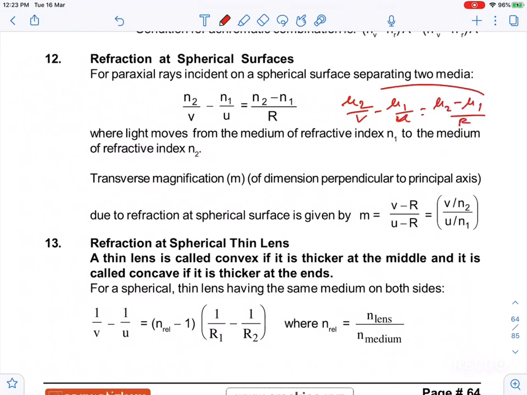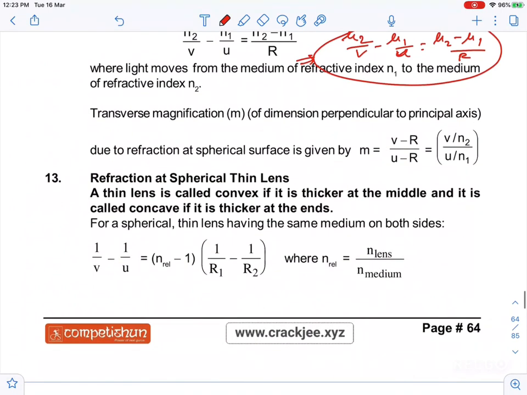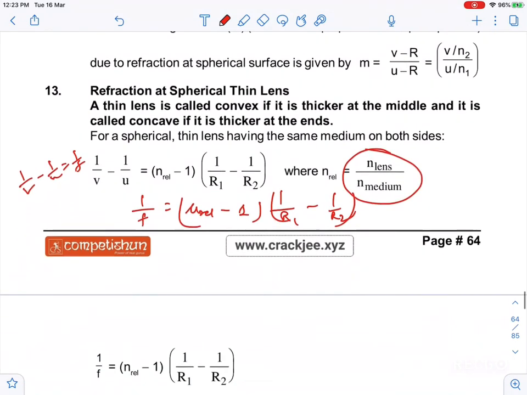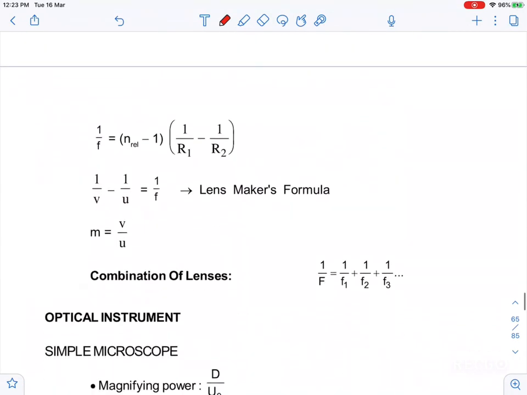So this is mu2 by v minus mu1 by u is equal to mu2 minus mu1 by R. I am taking a spherical surface, and this is the formula for refraction through a spherical surface. Now one thing you have to keep in mind is the lens maker formula. In case of a lens we write 1 by v minus 1 by u is equal to 1 by f is equal to mu relative minus 1 into (1 by R1 minus 1 by R2).